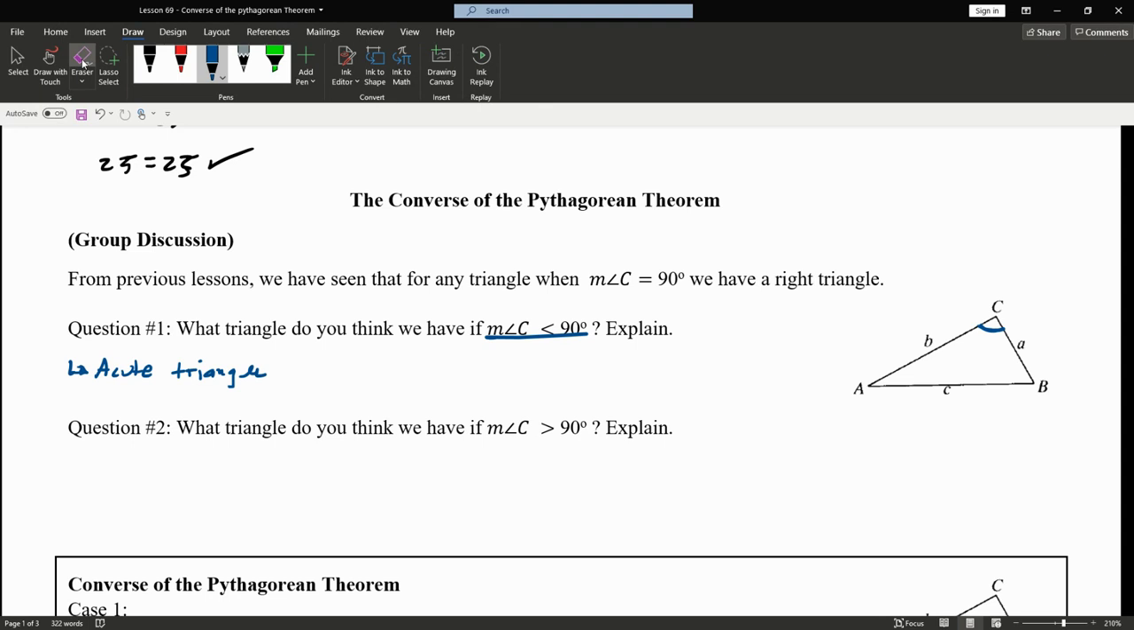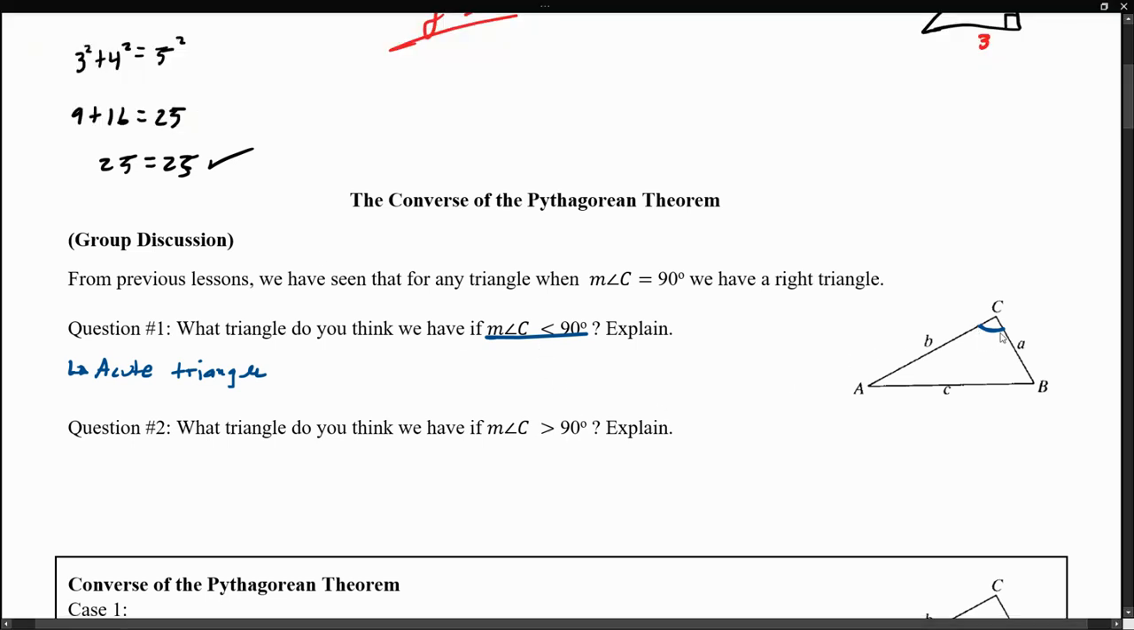But what if now we change this a little bit. What if we make that same angle greater than 90 degrees? Because I know that if it is exactly 90, it's a right triangle. If it's less than 90, then it's an acute triangle. Then what kind of triangle will we have if it's greater than 90 degrees? Well, if we think back to our definitions of triangles, any triangle that has an interior angle which is greater than 90 degrees, we will always categorize as an obtuse triangle.